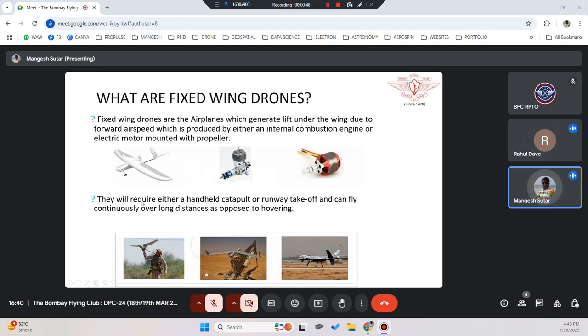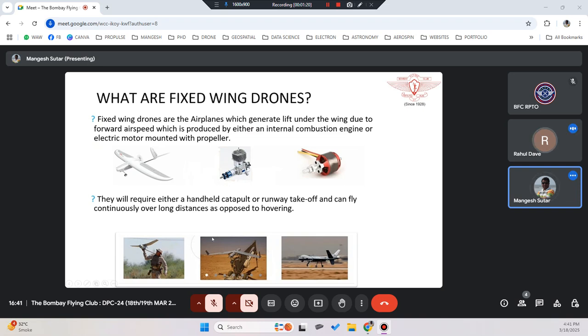They are either launched using a handheld catapult or a runway to take off, and can fly continuously over longer distances as opposed to the hovering wing. If you see, there is a person who is actually holding it in hand, he will just throw it in the air, or there would be a spring-loaded catapult mechanism. Or probably like a predator drone where it has to run on the runway and take off.